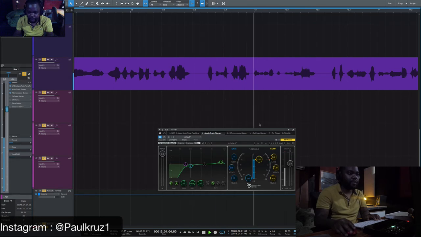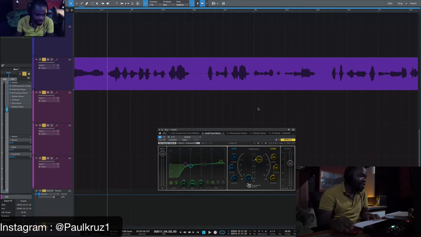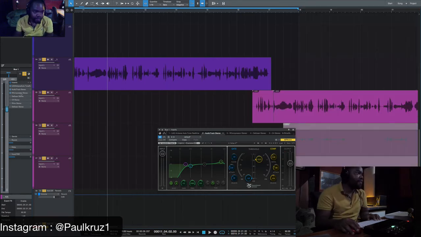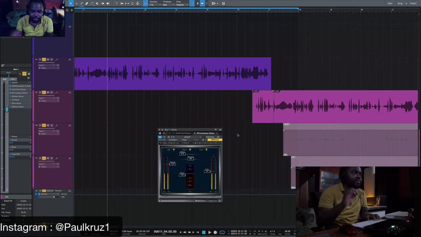So it's cutting, it's level... how do you say it in English? It's pulling the peaks down. And then we go into the other compressor now.